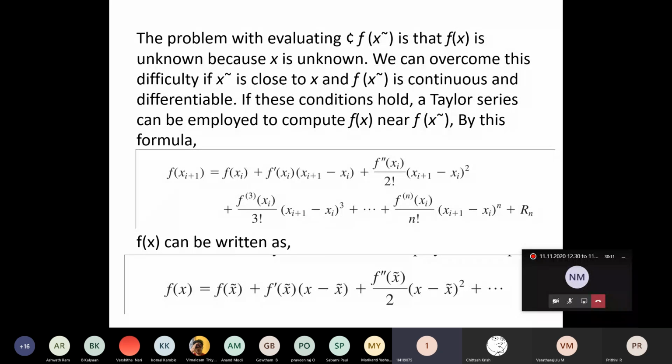So by using the Taylor series formula, that is f of xi plus 1 is equal to f of xi plus f dash of xi multiplied by xi plus 1 minus xi, we can use this formula to calculate delta f of x bar. That is, we can find f of x. Since x and x bar are near, using the above formula, we can write f of x as f of x bar plus f dash of x bar into x minus x bar. That is, we are substituting x in place of xi plus 1 and x bar in place of xi, since they are near to one another. Next slide.